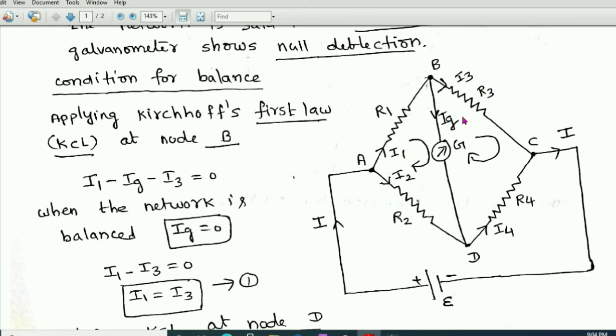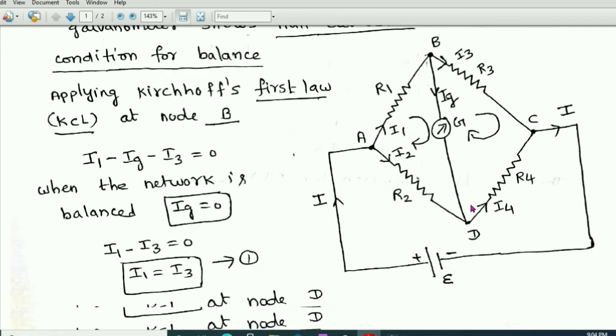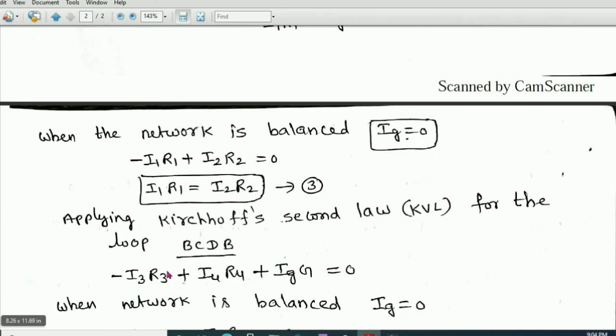Now, for this closed loop, if you apply KVL from B to C, we are moving in the same direction as the electric current, the arrow mark I3. So the product IR, that is I3 into R3, is negative, because moving in the same direction as the current makes it negative. So minus I3R3. Here, for the BCDB loop, minus I3R3 is the first term.